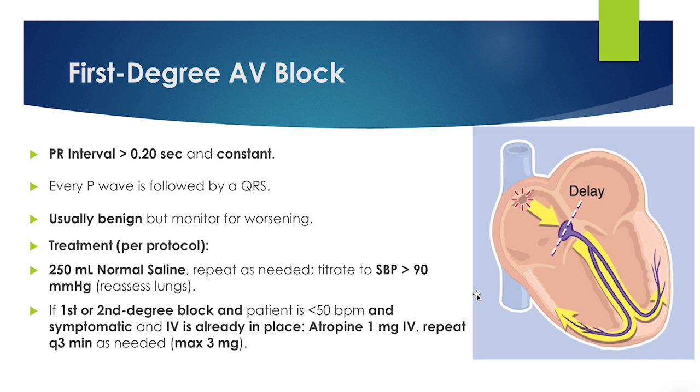For the treatment, we're going to start first with 250 cc of normal saline, trying to maintain the SBP above 90. If that fails, then we can try atropine next, 1 milligram IV, or we can even use atropine and fluid at the same time. Then we can repeat the atropine up to 3 times, so 3 doses, a max of 3 milligrams. I want to give it about 3 minutes to see some type of effect before repeating.